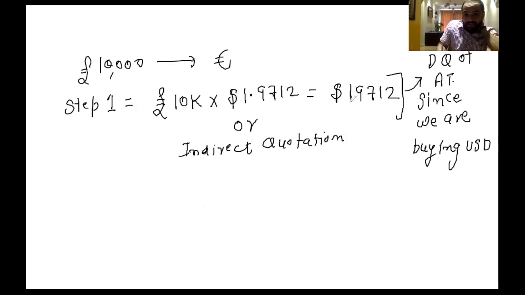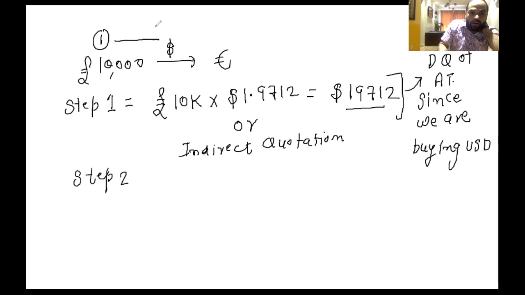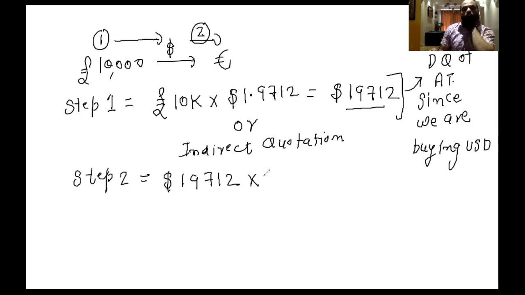So we got these dollars. Now what we are doing, we are converting, now step 2. This is step 1, then dollars, step 1, and this is step 2. Now we are performing step 2. So under step 2, we have $19,712, right?